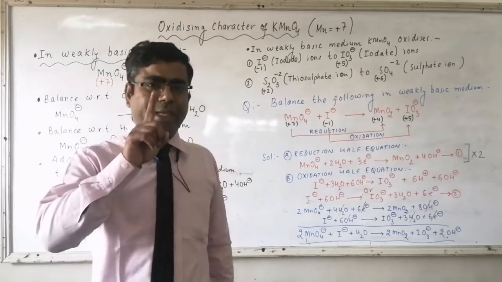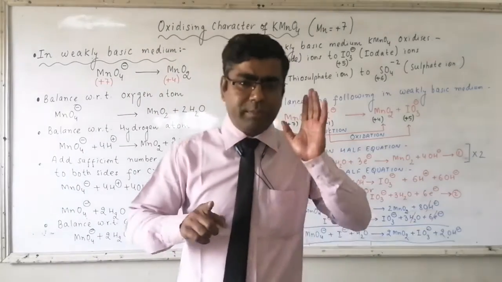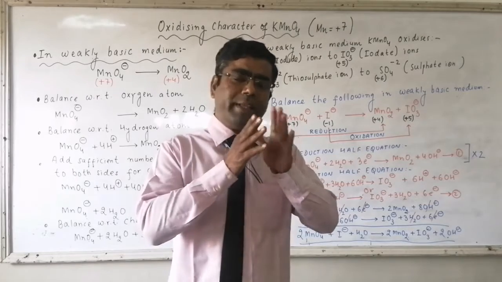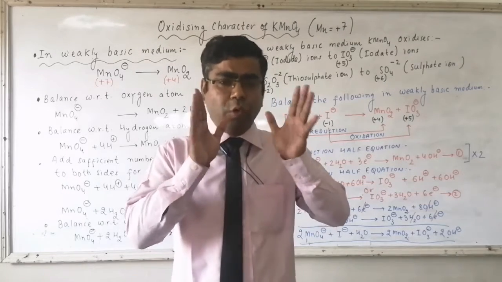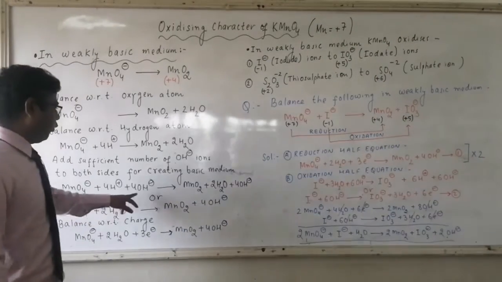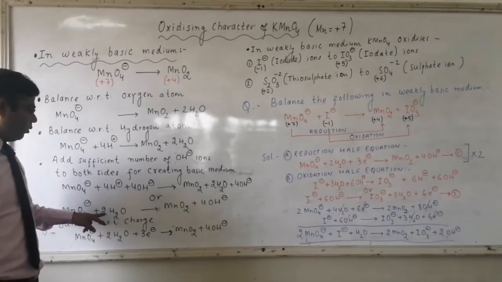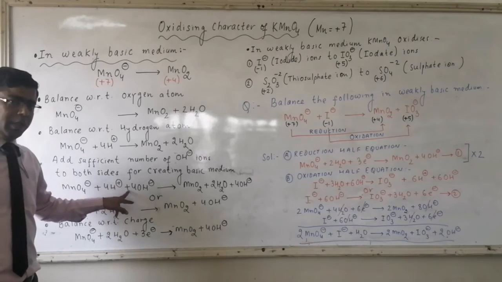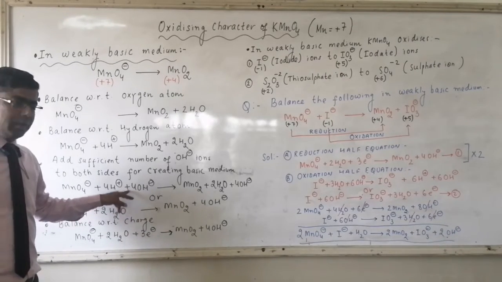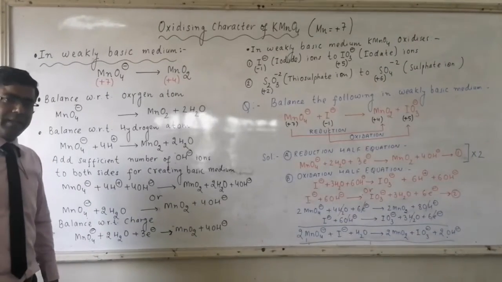For cancellation of 1 H plus ion, we require 1 OH minus ion. 1 H plus will combine with 1 OH minus to give you H2O, a water molecule. So 4 H plus with 4 OH minus gives you 4 molecules of water, 4 H2O. And this side we will be having 4 OH minus.